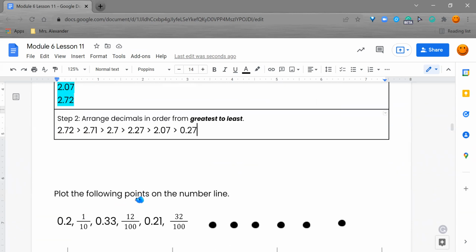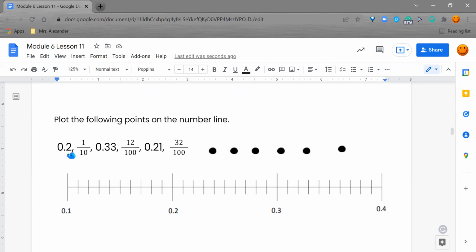It says plot the following points on the number line. So I have 3 decimals and 3 fractions. The first thing I'm going to do is turn these fractions into decimals. I know 1/10 is 0.1. And then 12 hundredths is 0.12. And then 32 hundredths is 0.32.